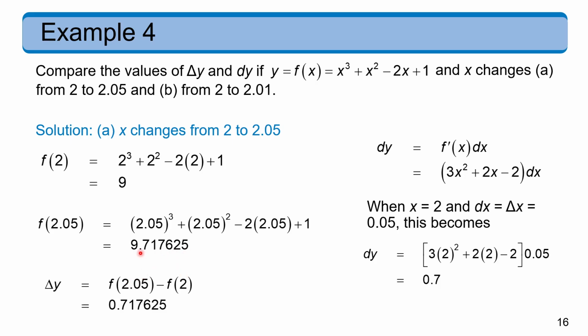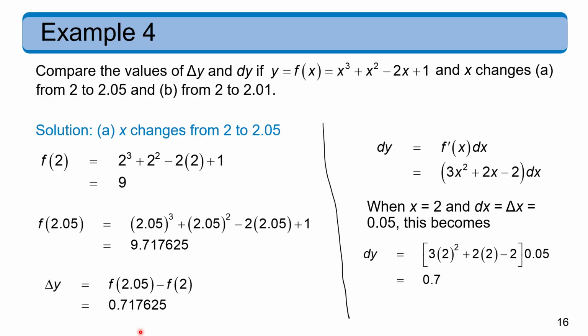This long decimal minus 9, which gives you 0.717625. So this would be a little hard to calculate by hand because of these numbers here, having to cube 2.05 and then square 2.05, etc. But that's the exact amount that the function value changed when we moved from x value 2 to x value 2.05. Now on the right, we're going to calculate the differential dy.